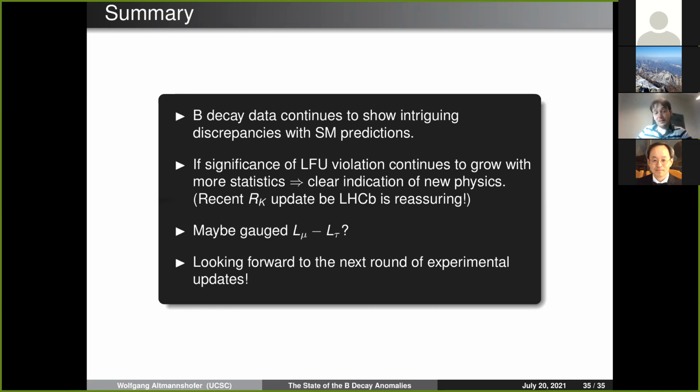And yeah, this recent Rk update from LHCb is reassuring in this context. And okay, if one speculates, maybe this is due to this gauged L-mu minus L-tau gauge boson. But in any case, I look very much forward to the next round of experimental results and to see how this story will go. Thank you.